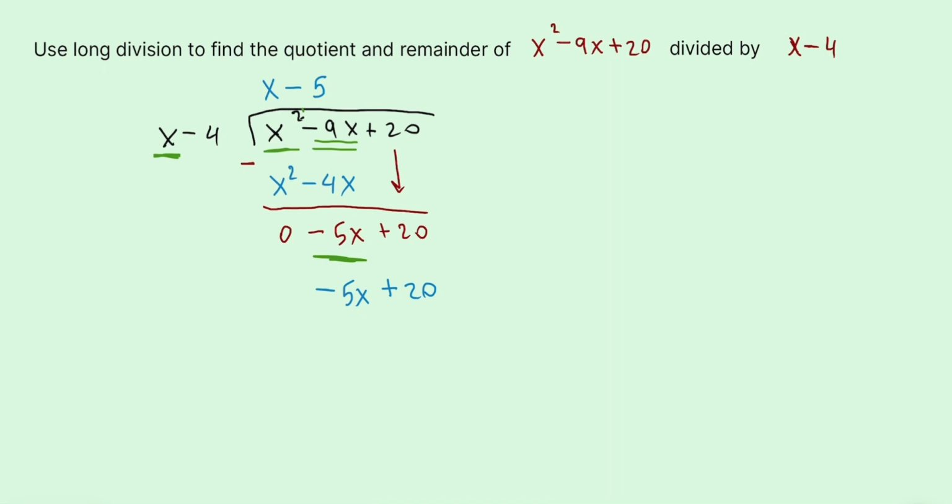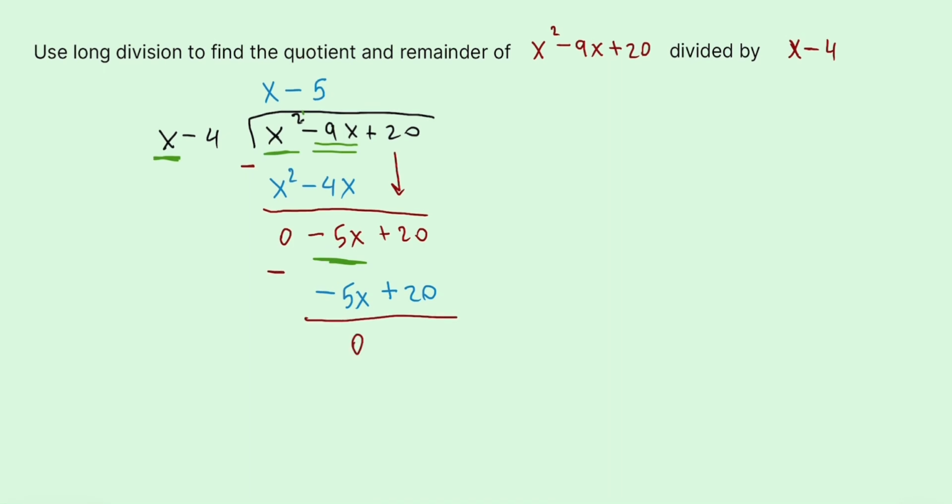Then we subtract these two values and get 0. We write the 0 at the end, so the remainder is 0. Therefore, our answer is x minus 5. To write this out, x squared minus 9x plus 20 divided by x minus 4 gives us x minus 5.